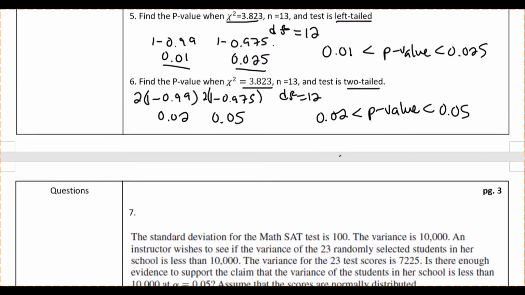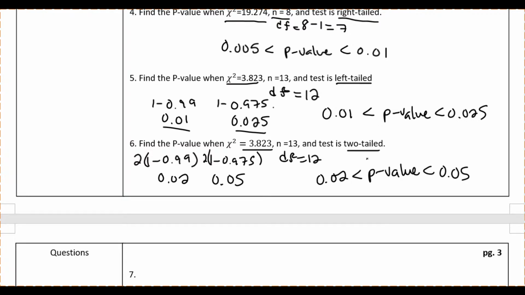All right, so that's how you find the p-value for the three methods. Again, for the right side, you simply look up the p-value and you don't have to make any adjustments. For the left-tailed test, you simply look up the value as you would for the right-tailed, but then subtract from 1.